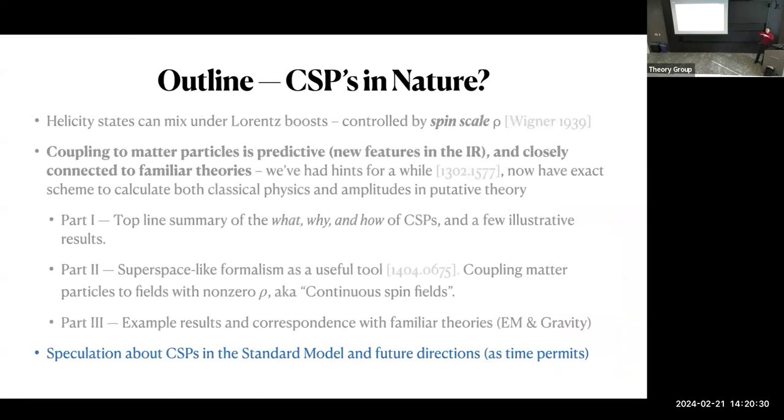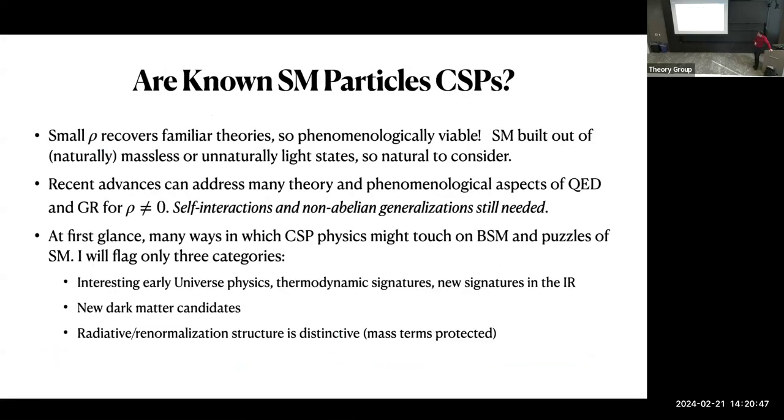So that's the bird's eye view of what a CSP is, how it can interact, and what you should expect those interactions to look like, at least in the simple theories that we've been able to tackle. Now I'm going to allow myself to speculate a bit about how these could be related to things we know about. This is an obvious question, particularly because the standard model itself is in some sense a theory of massless particles, or unnaturally light ones as well. It's after symmetry breaking that things acquire dynamical mass and are in a phase that's distinctive from the phase I've been talking about so far.